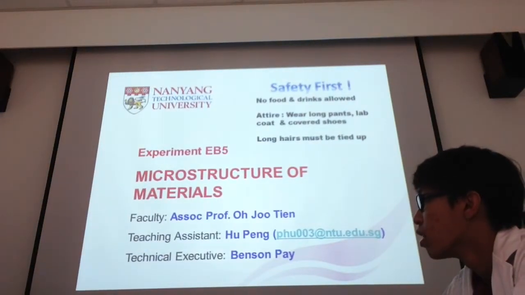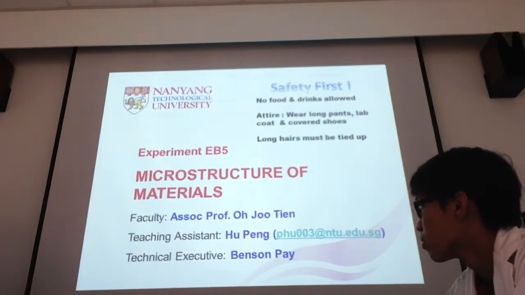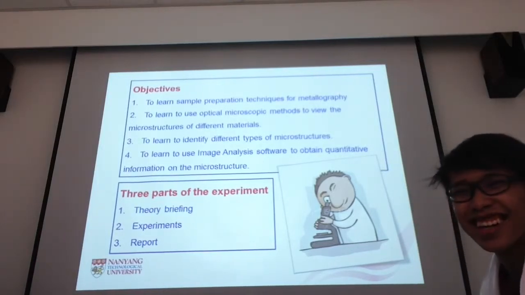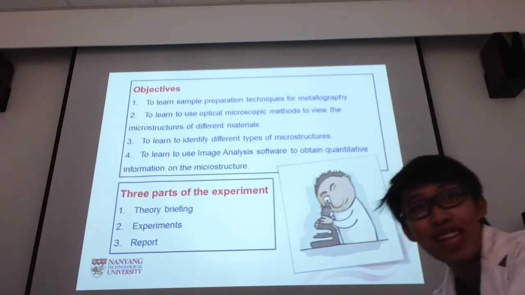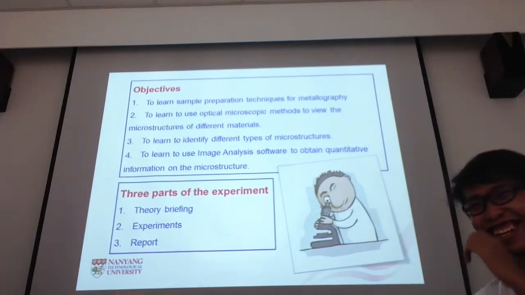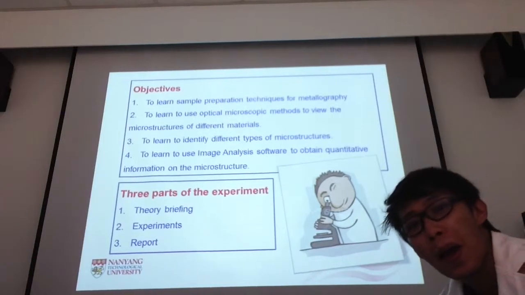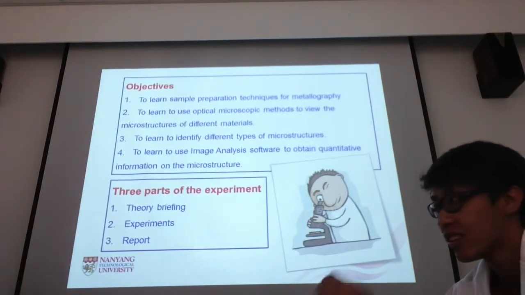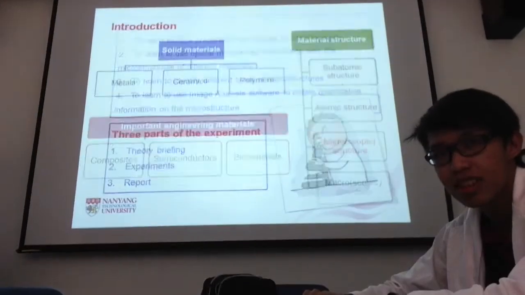This experiment is relatively easy. Its objectives are four. One is to learn sample preparation. Second is to learn to use the optical microscope. The third one is to learn to identify different types of microstructure. The last one is to use image analysis software to obtain quantitative information. There are three parts of the experiment: the theory briefing, the experiment, and the report.